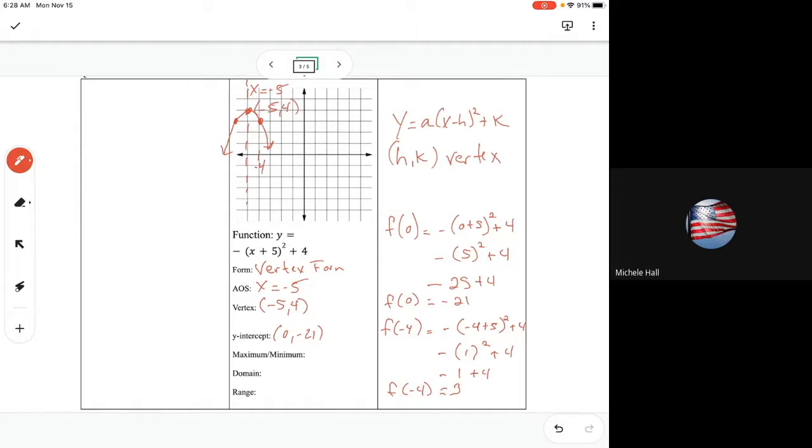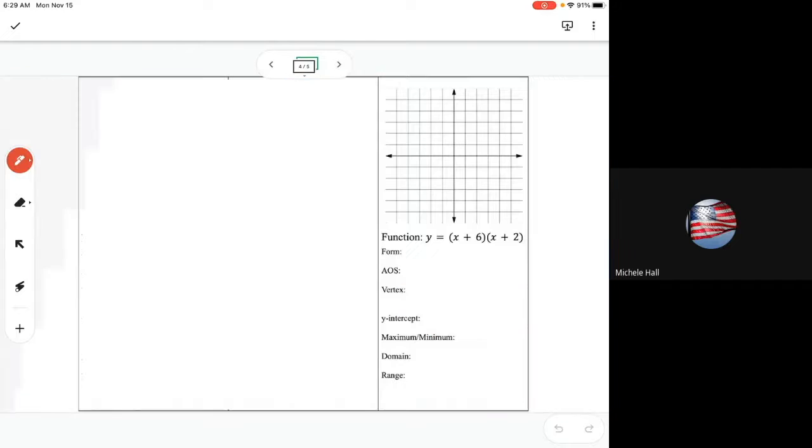We can see here that it has a highest point. Therefore, we have a maximum value at negative 5, 4. The domain is going from negative infinity to positive infinity because those arrows would be going out, out, out to infinity. And then the range this time is going from negative infinity to positive 4. 4 is included, so I use a square bracket. Everything is labeled on the graph. I'm ready to move on to the third and final form.